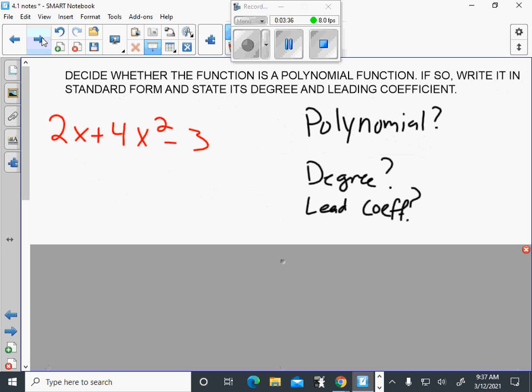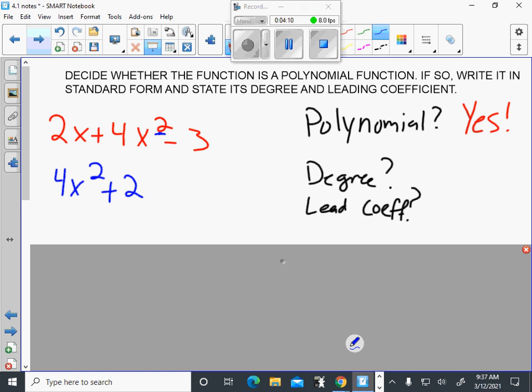Decide whether the function is a polynomial function. That's the first thing. Are these polynomials? If so, write it in standard form and state its degree and leading coefficient. So is this a polynomial? Yes, because we just have 2x plus 4x squared minus 3. There's nothing out of the ordinary there, so yes, it is a polynomial. Now, let's write it in standard form. We want to make sure we do that.